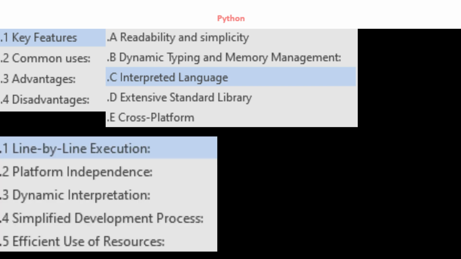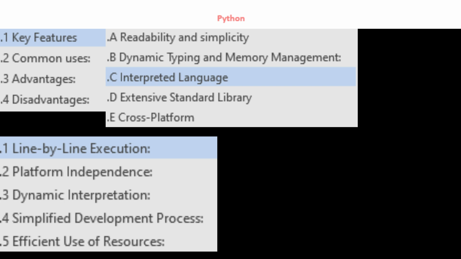Line-by-line execution. Immediate feedback. Python code is executed line by line, providing immediate feedback on errors or issues. This makes it easier to identify and correct mistakes quickly. Example: syntax errors and exceptions are reported as soon as they occur during execution rather than after compiling the entire program.